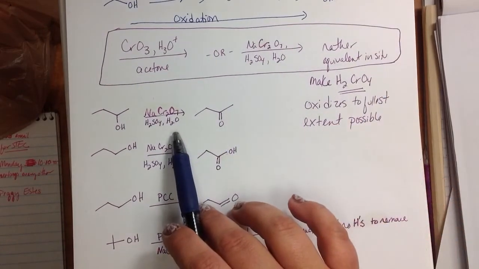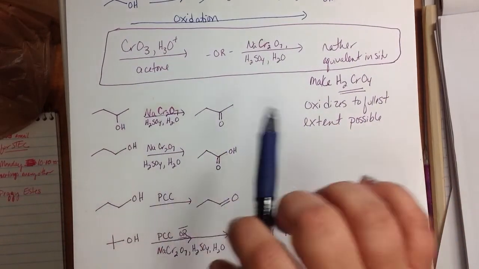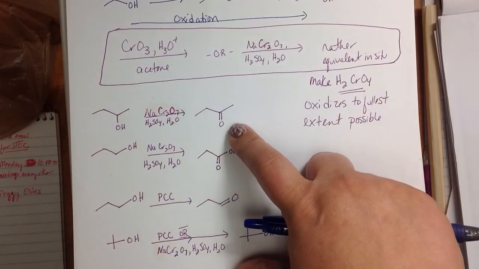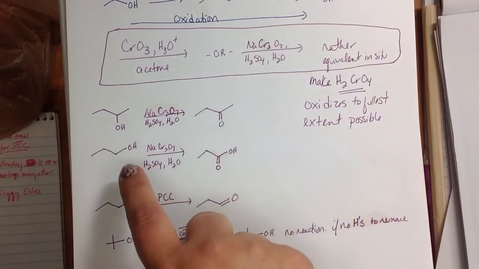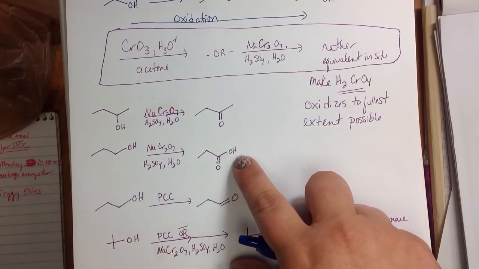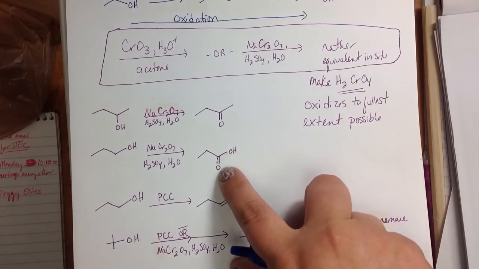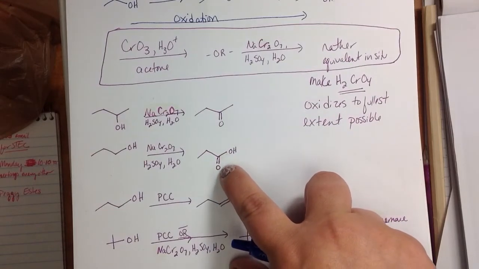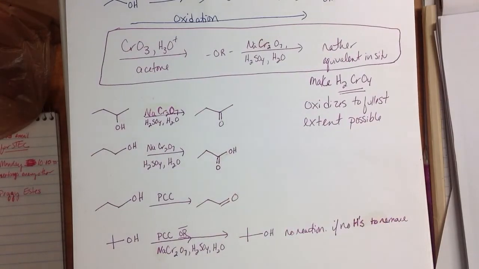If we use this with a secondary alcohol, we'll end up with a ketone. But on a primary alcohol, without breaking carbon-carbon bonds, we can end up with a carboxylic acid. So see how that's fully oxidizing to the fullest extent that the carbon has available to it without breaking a new carbon-carbon bond or any carbon-carbon bonds. So it's replacing the hydrogens with a new bond to oxygen as much as it possibly can.